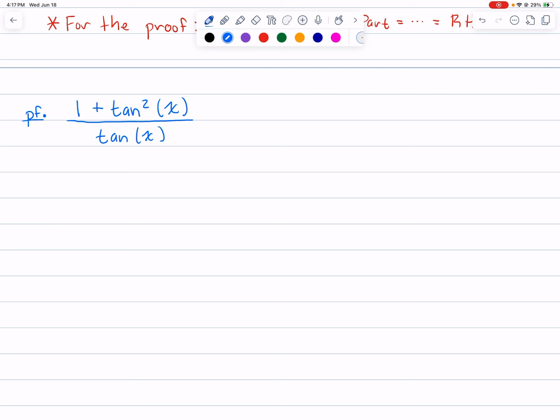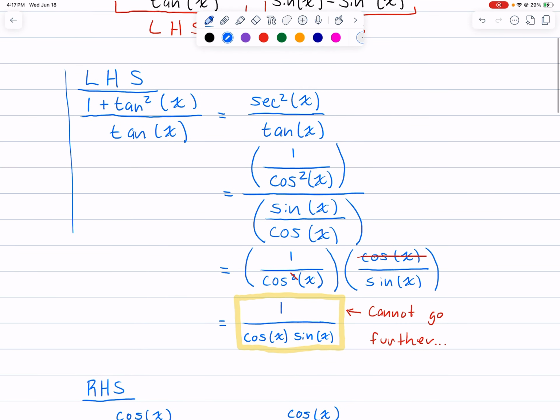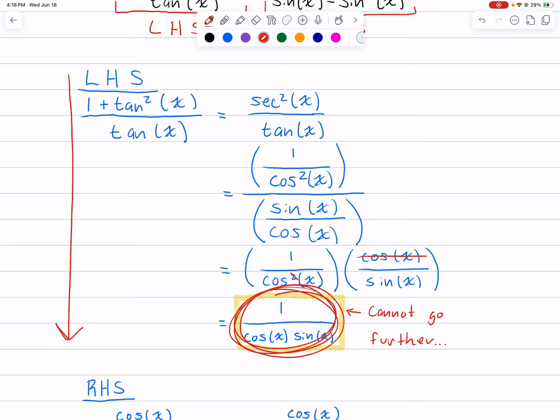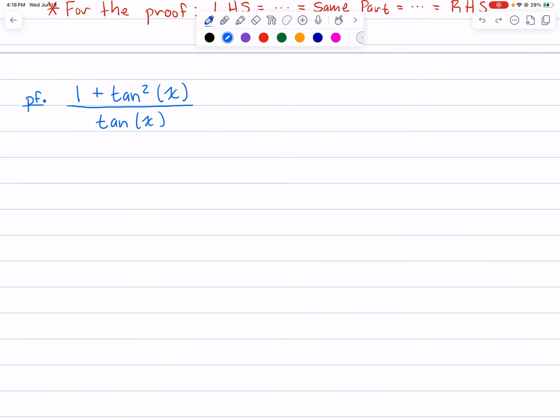Okay, so then, like we've done with proofs before, I'm just going to follow my left-hand side all the way down. Let me do this in red so you can see what I'm saying. Follow this left-hand side all the way down until I get to my final part. So I'm just going to copy that whole left-hand side of the proof we did, but in a neat fashion for the proof. So I'm just going to say, okay, this then equals secant squared x over tangent of x.